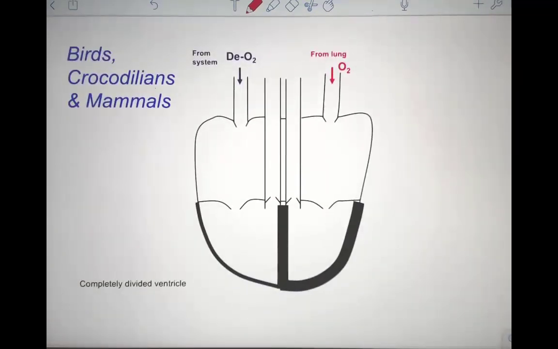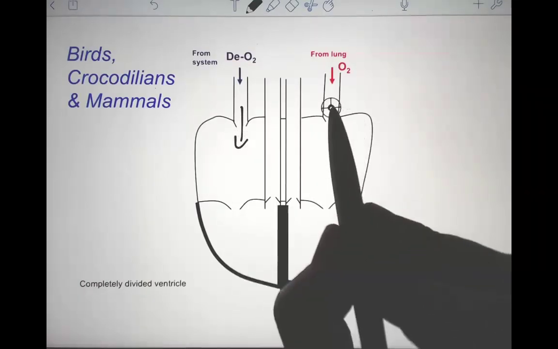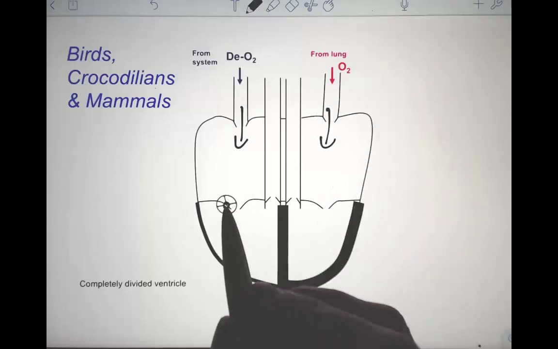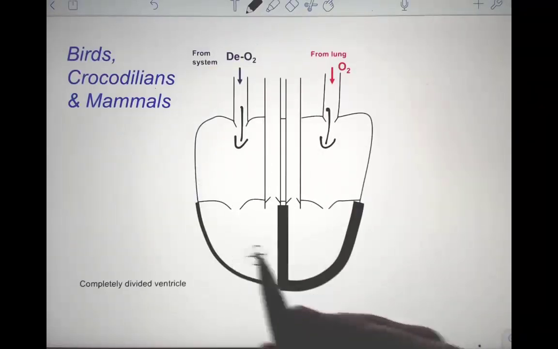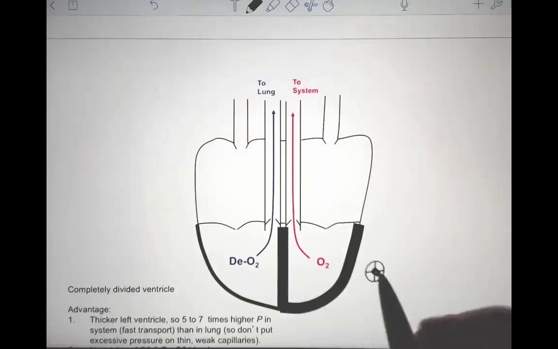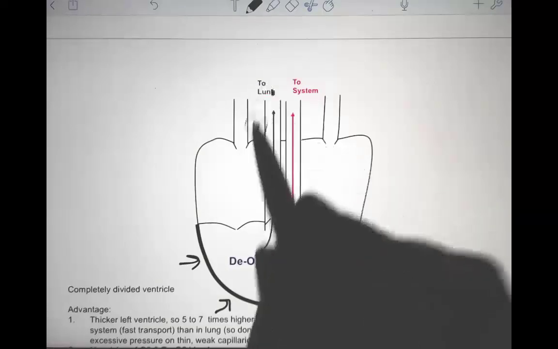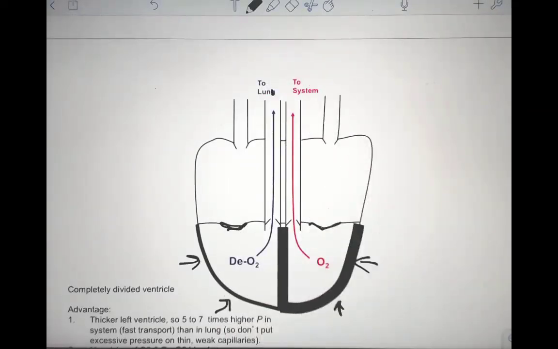What about birds, crocodilians, and mammals? Deoxygenated blood is coming in from the system and oxygenated blood from the lung. The ventricle is completely divided. In the first part of the cycle, we fill the atria. Then the atria expel blood into the ventricles. So when the ventricles start to contract, all the deoxygenated blood goes to the lung. We force these valves closed, and all the oxygenated blood goes to the system.